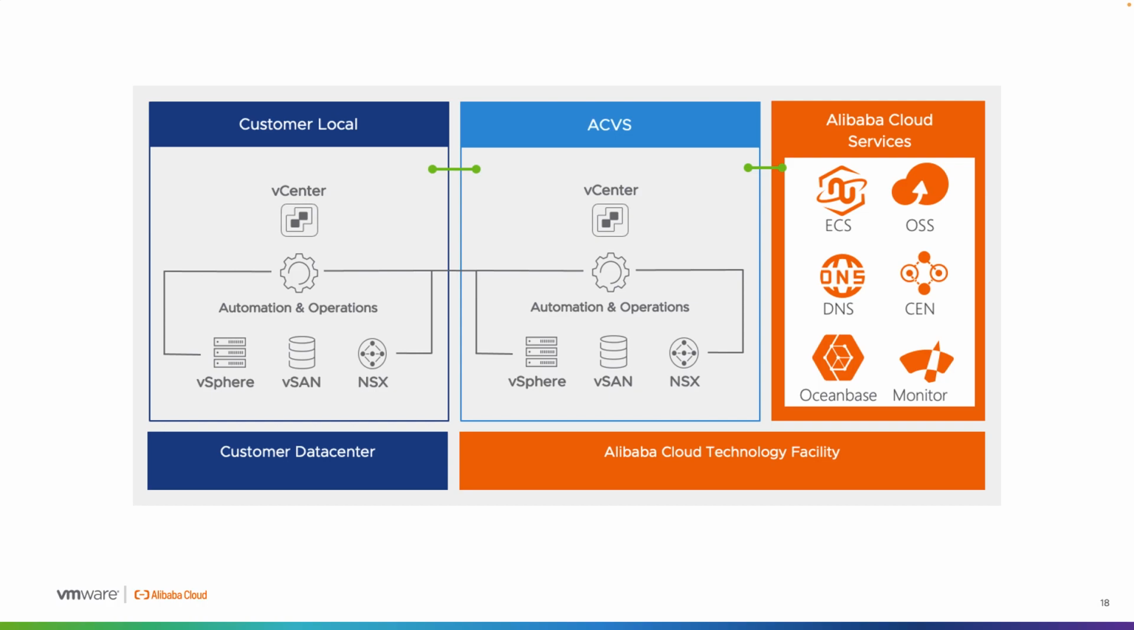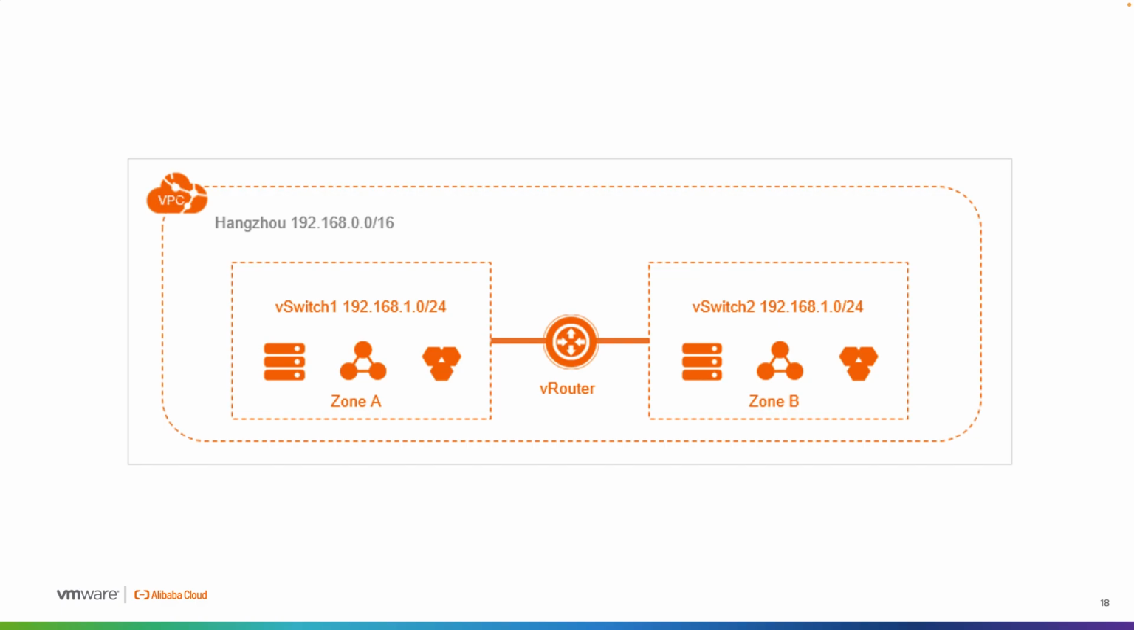To deploy VMware SDDC, you need to create a VPC and the Cloud Enterprise Network. A VPC is a private network dedicated to your use. You can specify the CIDR block and configure the route tables and gateways as appropriate. Let us go ahead and create the VPC.